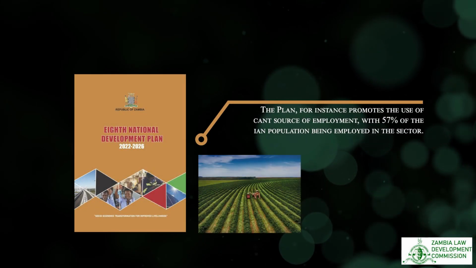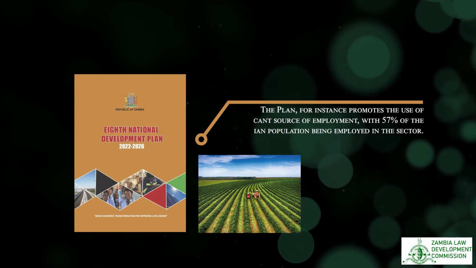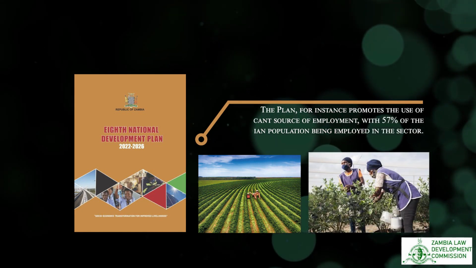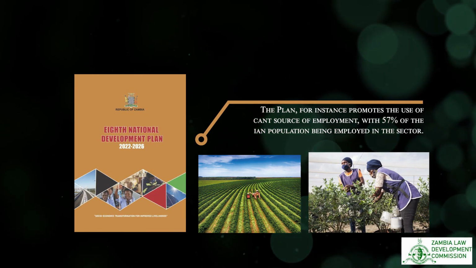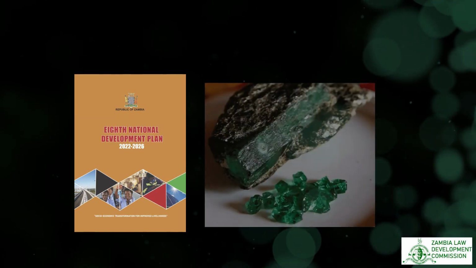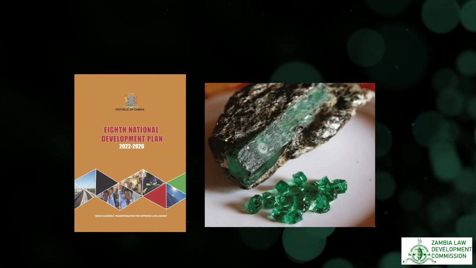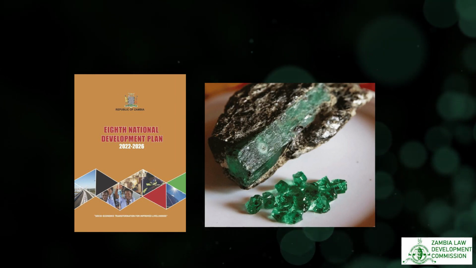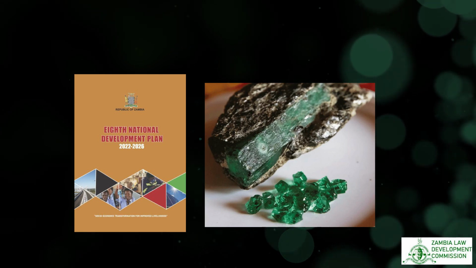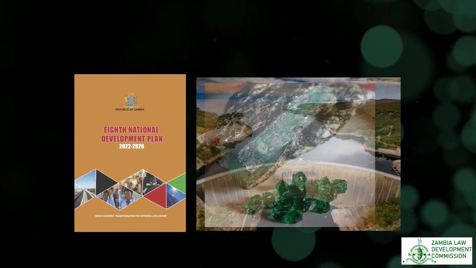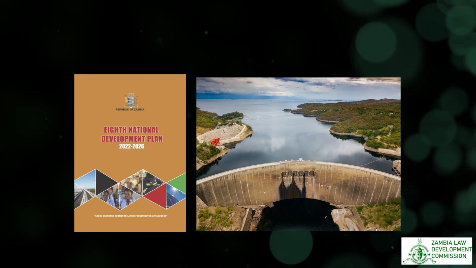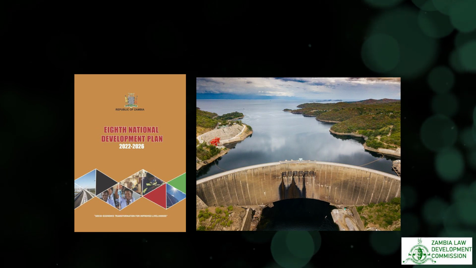The government recognizes in the 8th National Development Plan that land use is imperative to national development. The plan, for instance, promotes the use of land through agriculture as it is a significant source of employment, with 57% of the Zambian population being employed in the sector. Other forms of land use promoted in the plan include the exploitation of minerals, which has been the main driver of the Zambian economy, contributing about 10% towards the gross domestic product, and the management of water resources, as hydroelectricity, which is produced from the country's water bodies, constitutes 85% of Zambia's electricity generation pool.